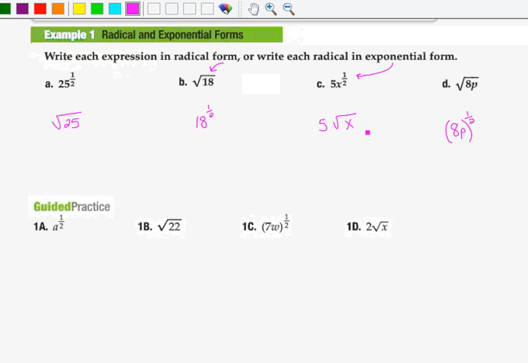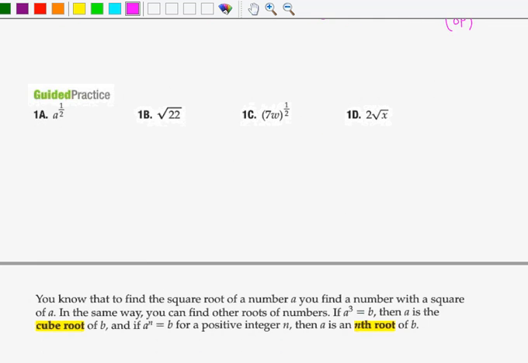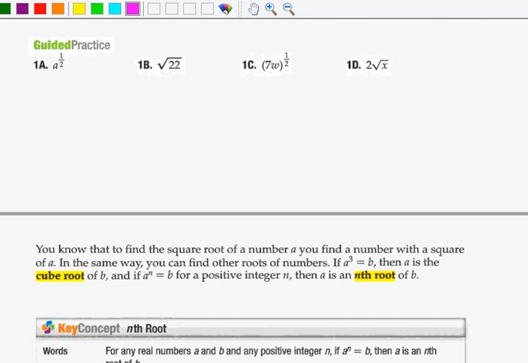Okay, so good vocab in here. Understanding the difference between exponential form and radical form and being able to translate between the two of them. Okay, try it out on guided practice 1. Okay, A and B, pretty straightforward. C, I realize that both 7 and W are in the square root. I realize on D that just X is to the power of 1/2, so I did not put parentheses around there, and that way I understand that 1/2 is just affecting the X.